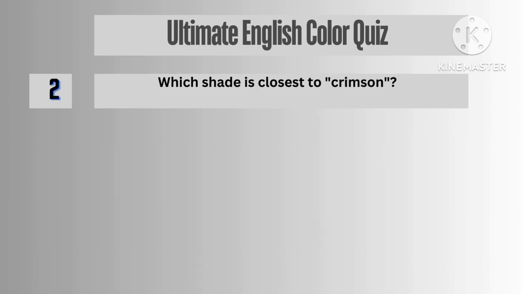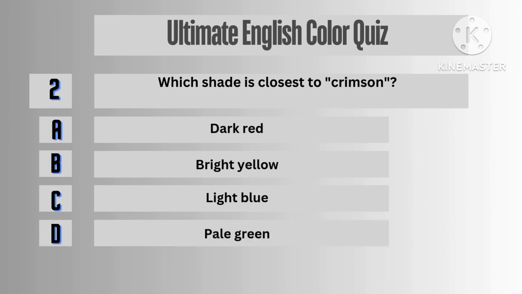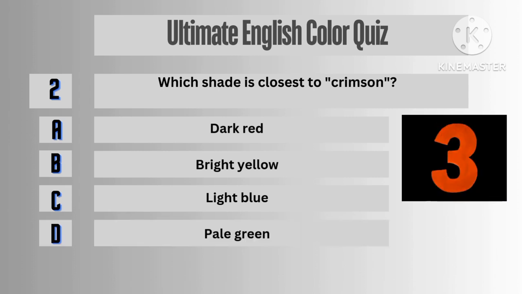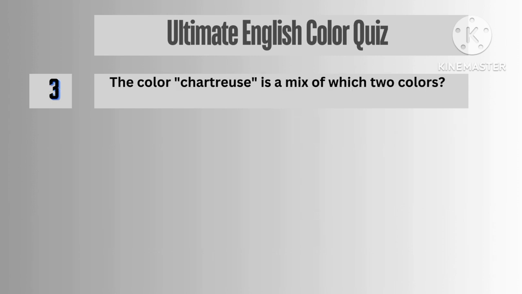Question number 2. Which shade is closest to crimson? Option A dark red, option B bright yellow, option C light blue, option D pale green. The correct answer is A dark red.